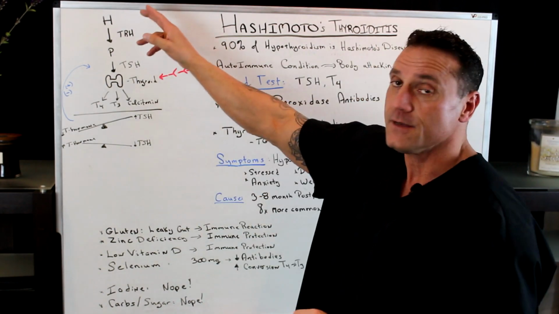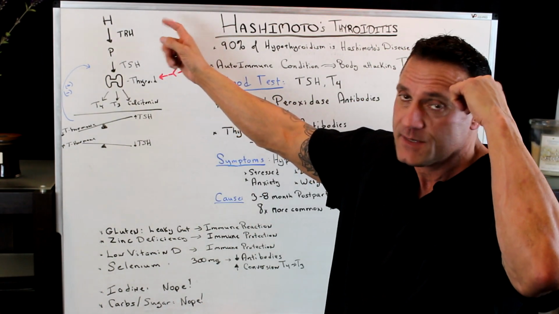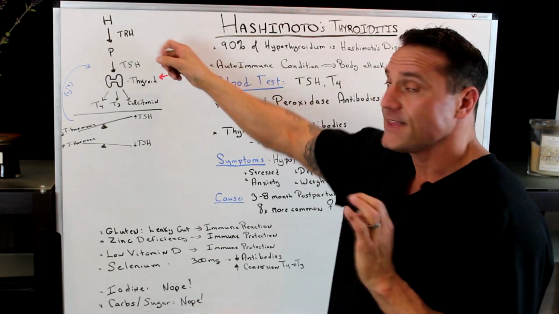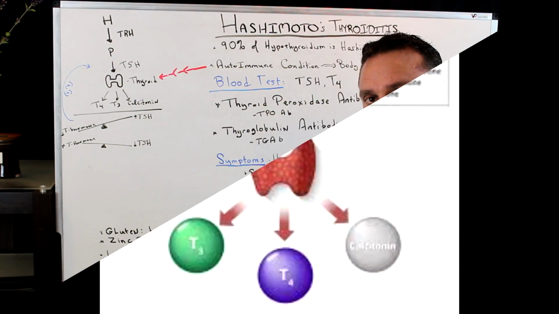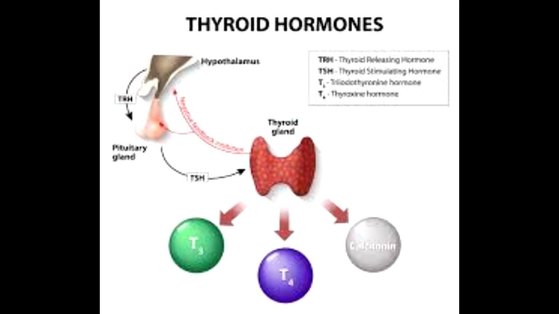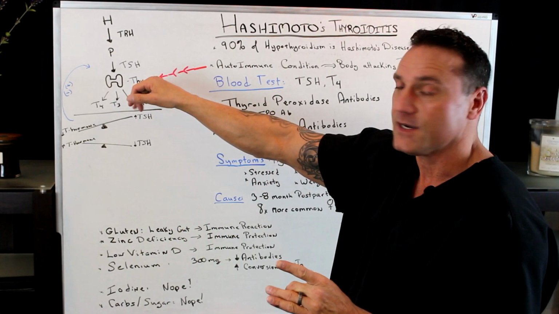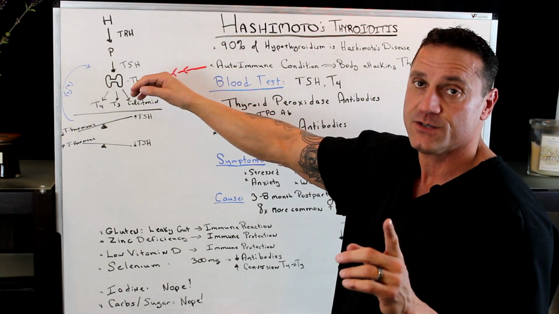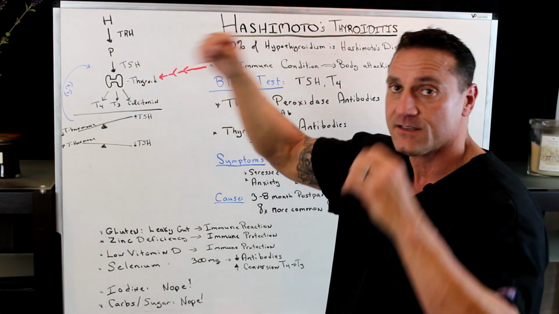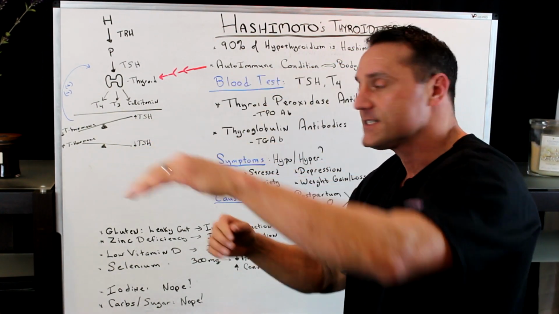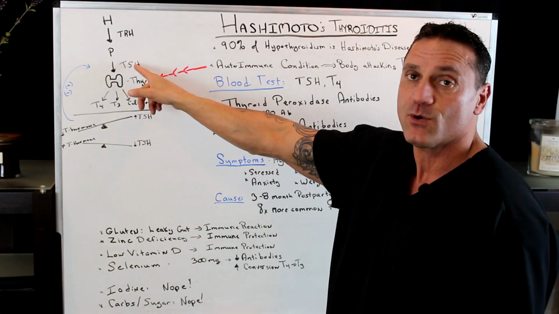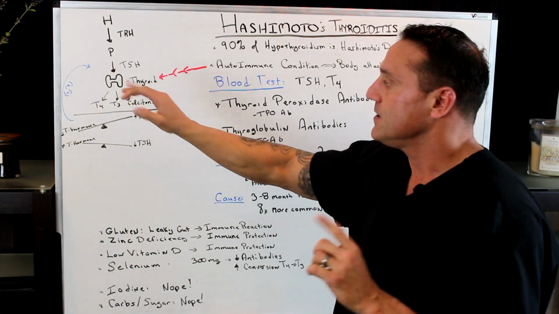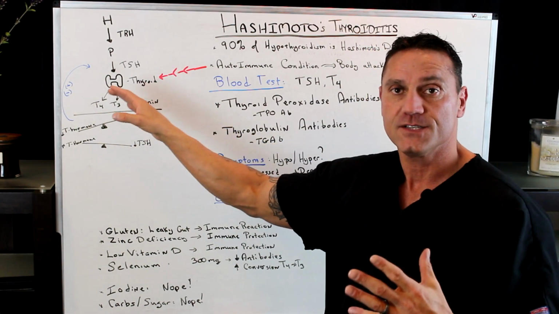So the master gland up in the brain is called the hypothalamus. It sends the signal thyroid releasing hormone. It tells the pituitary, hey, stimulate the thyroid to release hormone. So it goes the hypothalamus, thyroid releasing hormone, to the pituitary gland. From the pituitary gland, still upstairs in the brain, it sends a signal down to the thyroid gland, thyroid stimulating hormone, to release hormones into the bloodstream.